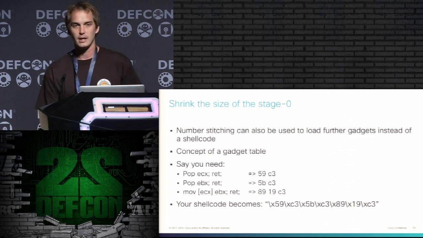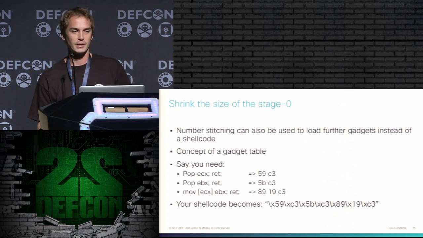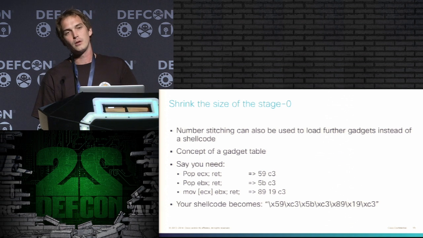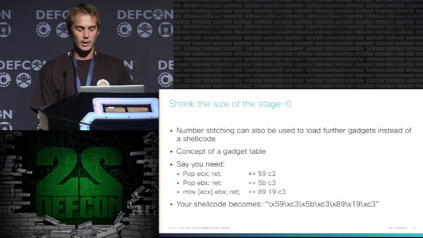So for example, say you've got your exploit and you'd like to have those gadgets I put in there, the opcodes I put on the right. Basically your shellcode becomes 59C3, 5B, and so on. If you load that, using number stitching and ROP stitching to generate it and put it in memory, then you can call them directly from a stage 0 payload or from your payload. That way you can insert additional gadgets within the target's memory space, which is kind of practical.